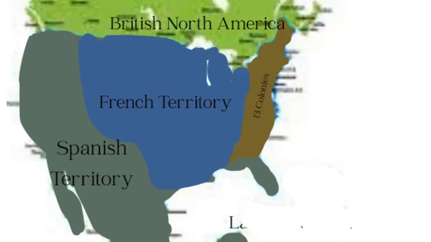The American Revolution happened from 1775 to 1783. It was a war between 13 American colonies and Great Britain. The colonies wanted to be free from British rule and govern themselves.